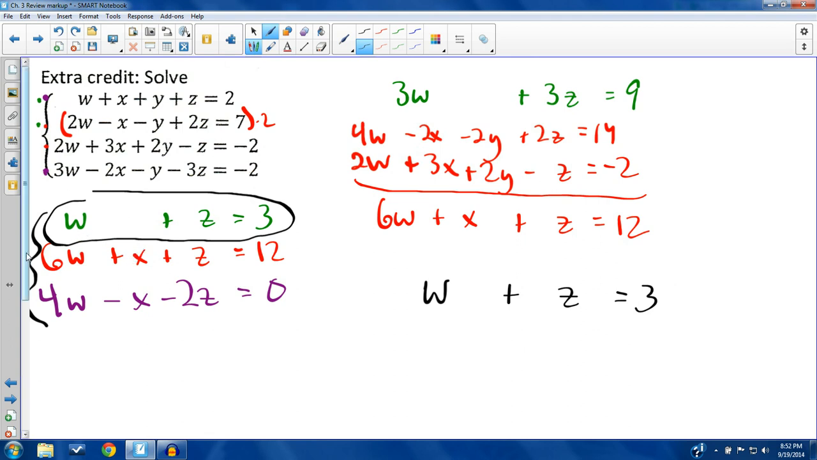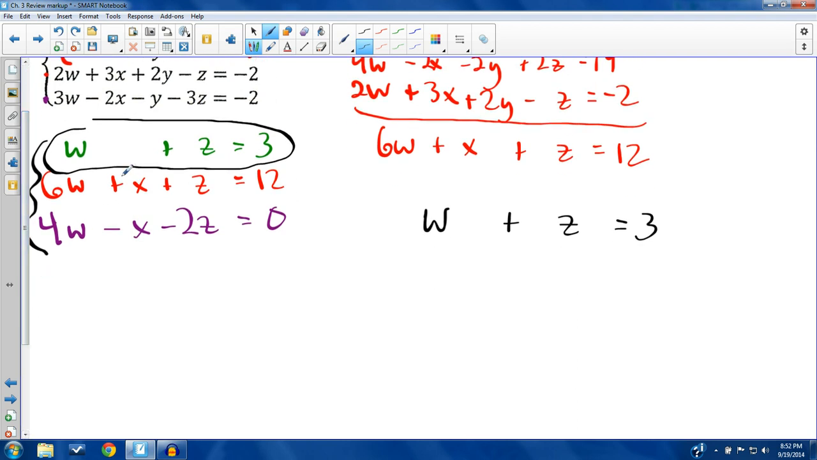Again, this is my first time trying it. I'm lucking out, so it seems. I'm going to add the bottom 2 here, and I'm going to get 6w plus 4w is 10w. X plus negative x is 0. Z minus 2z is negative z equals 12. I really like elimination more than substitution. I wanted to defend substitution a little bit. I just, in all good faith, can't.